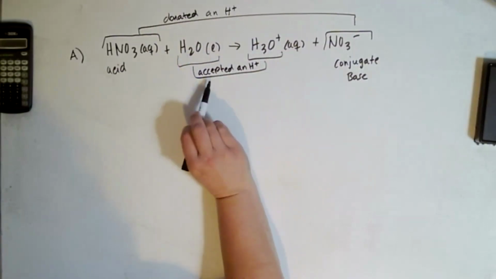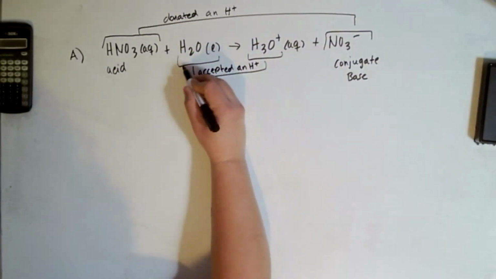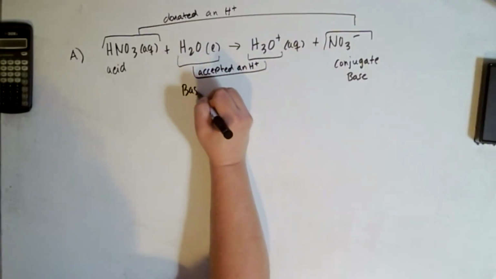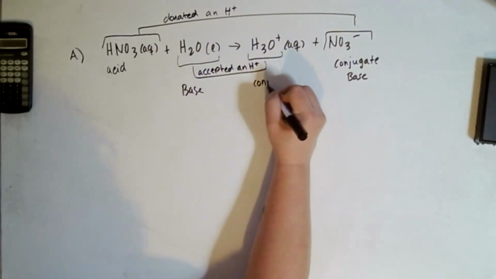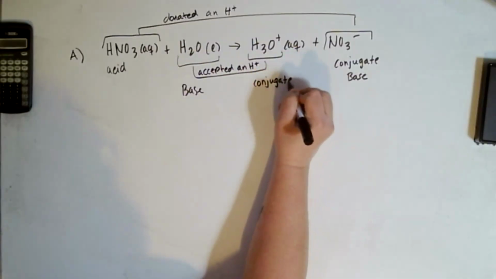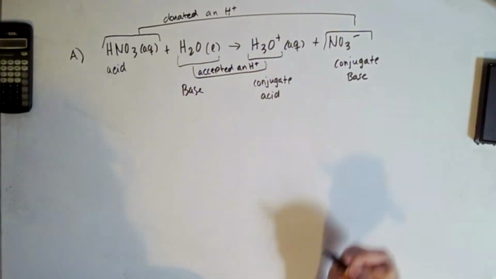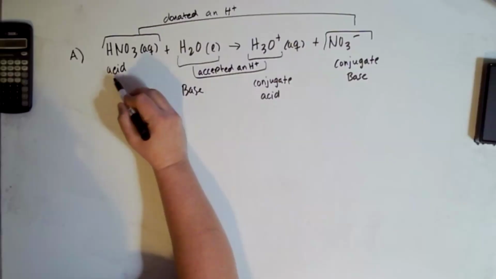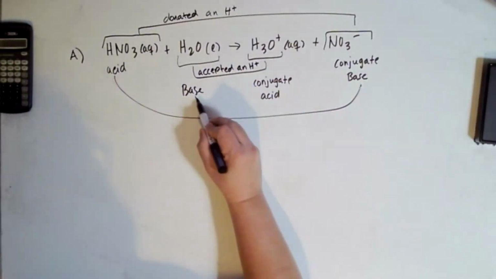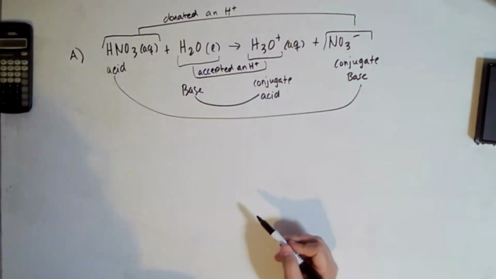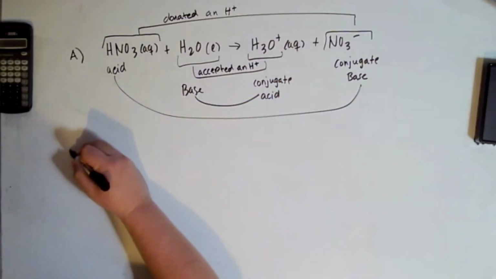So for something to accept an H plus, it has to start out as a base. So our H2O is going to be a base, and then our H3O plus is going to be the conjugate acid. Okay. So this is going to be acid, conjugate base, base, conjugate acid. Those are our pairs for our first reaction.